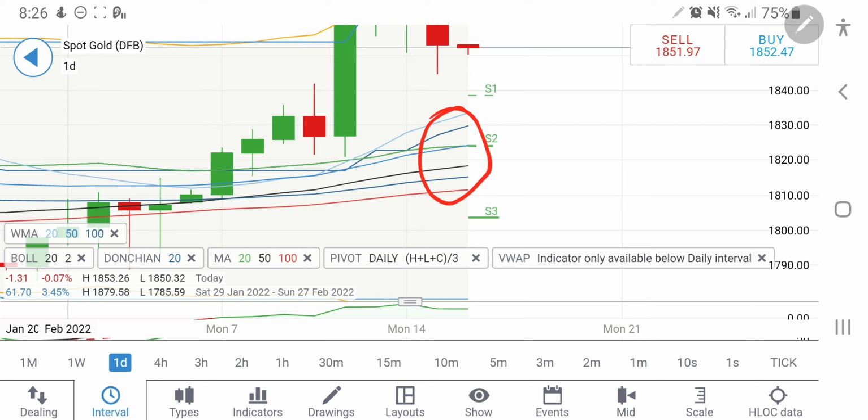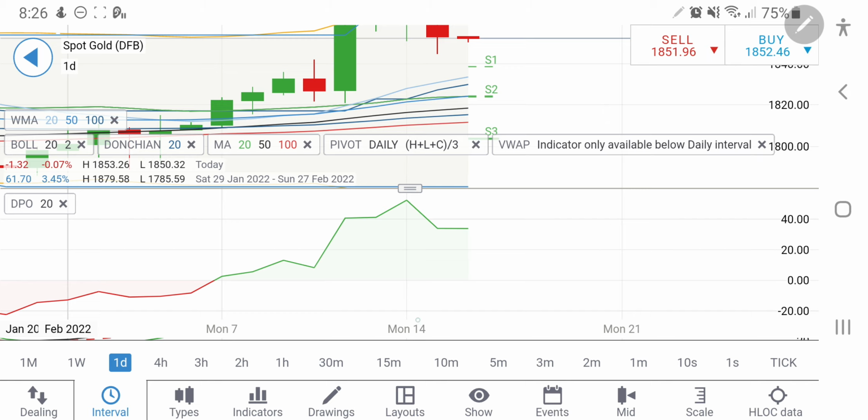Now as I said, 1810 to 1833, here it has a stronger resistance level. I don't expect gold to break this zone, but these are markets, anything is possible. If it tries to turn extremely bearish, it may drop strongly.